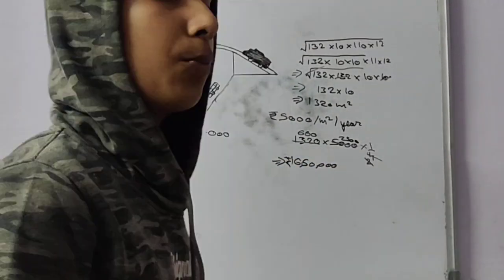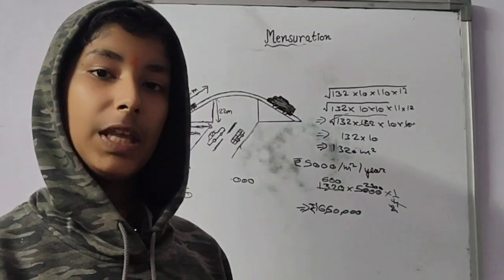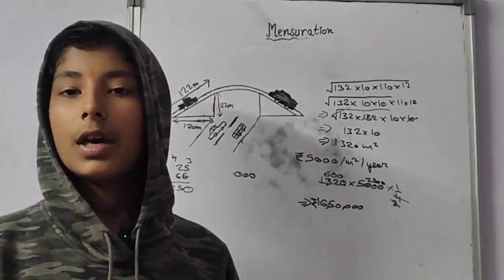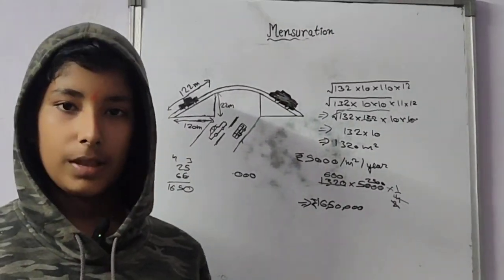So the company will have to pay 16,50,000 rupees after renting it for 3 months.